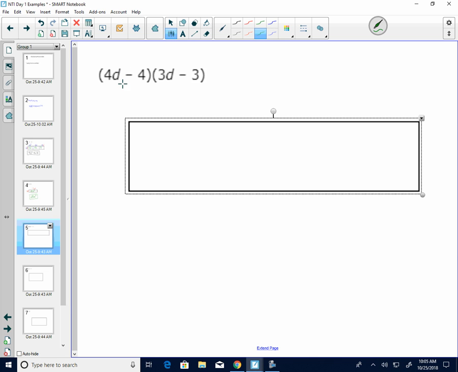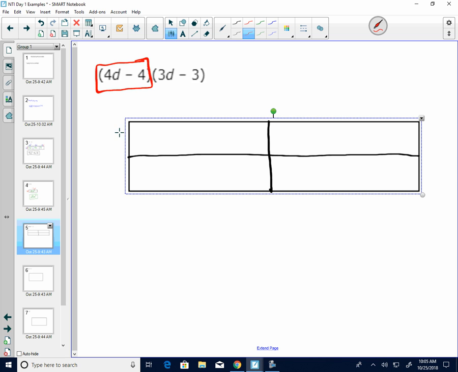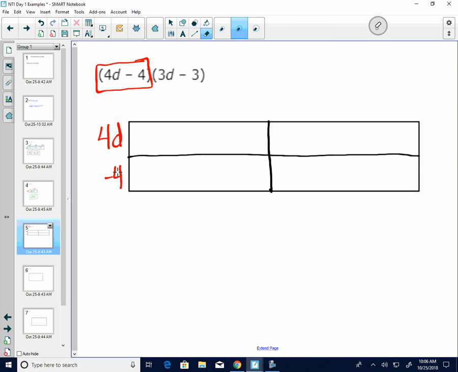This first polynomial has 2 terms. This second polynomial has 2 terms. So it means I need to divide my box this way, and I also need to divide it this way. This polynomial either has to go across the top or down the side. It stays together. So 4d minus 4 stays on the same side together. I cannot split it up like this. That is incorrect. Make sure it goes down the same side or across the top.